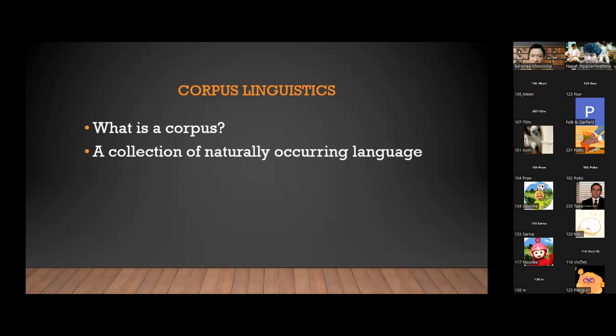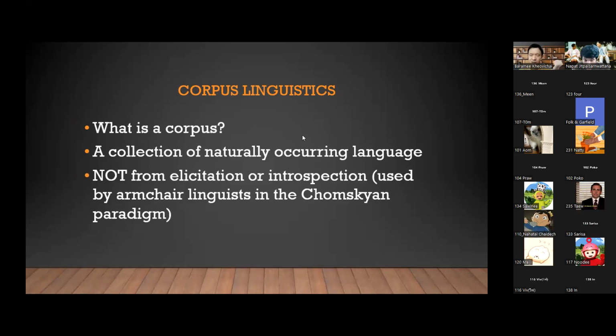A corpus is a collection of naturally occurring language. So as a corpus linguist, we need to collect language data. For example, we may collect data from books, from newspapers, from novels. We might need to record people to collect their language data, and then we put them together to make a very big database of language examples. And this kind of data should be naturally occurring.